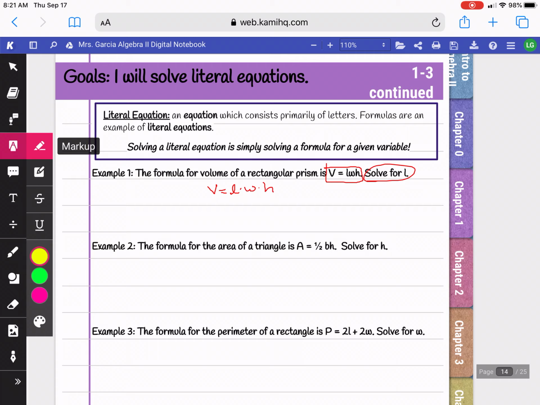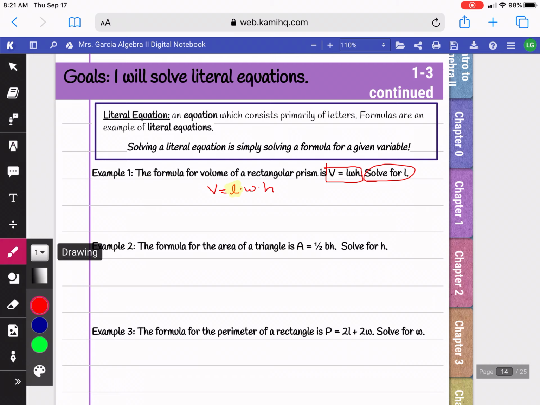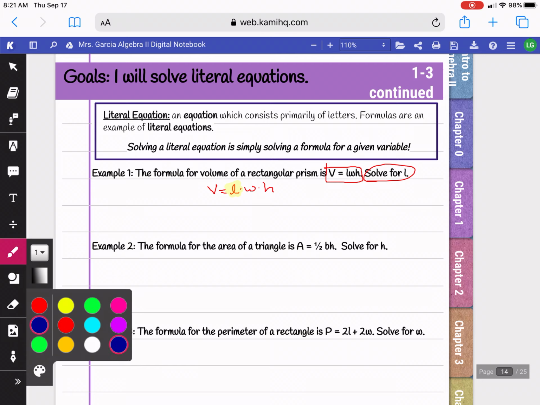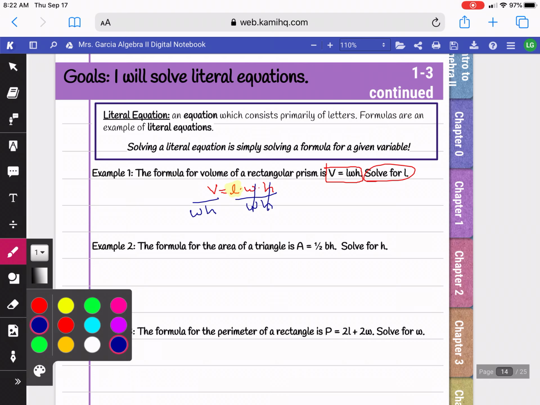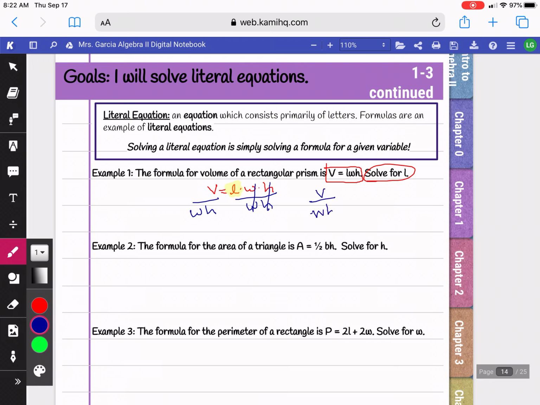So since we're solving for L, you would want to ask yourself, what are they doing to L? And when you solve, you always undo by doing the opposite. So right now they're multiplying the length times the width and the height. The opposite of multiplying would be to divide. So instead of multiplying W and H, we would divide W and H to get L by itself. And remember, whatever you do to one side, you have to do to the other. So now L is by itself, and it would equal the volume over the width and height.